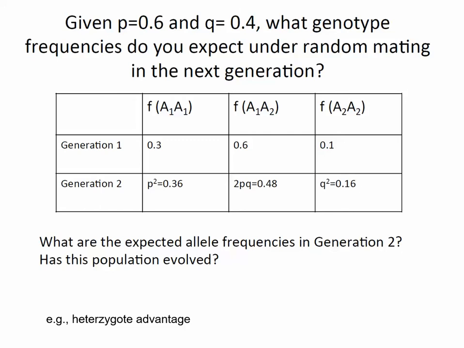So the answer there is that in this generation 2, you have, as I said, an overabundance of homozygotes relative to the heterozygous state, which suggests that there's selection against the heterozygous individuals, and this is the opposite of heterozygote advantage.